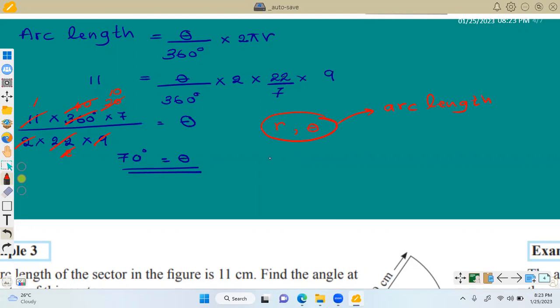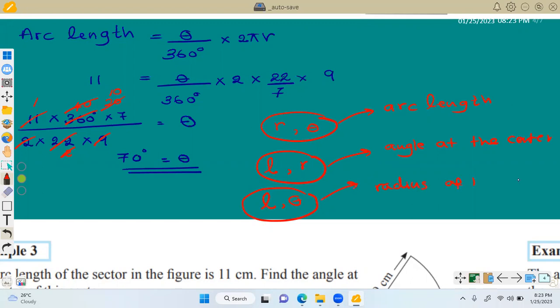But if you are given the arc length and the radius, what is the missing one? You have to find the theta, that means the angle at the center. If you are given the arc length and the theta, that means you have to find the radius of the sector.